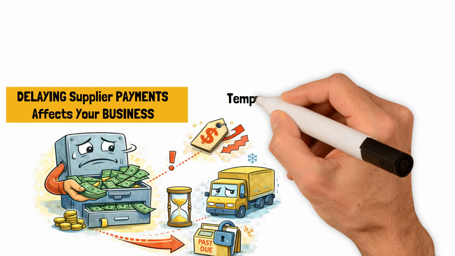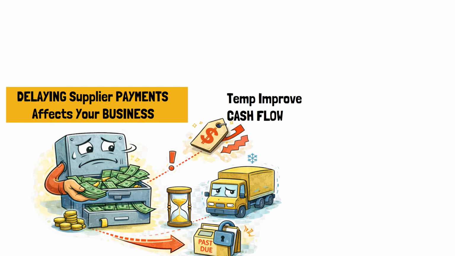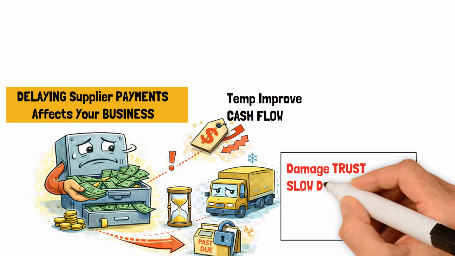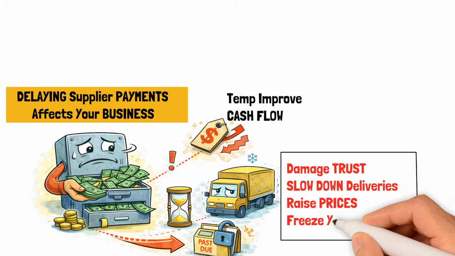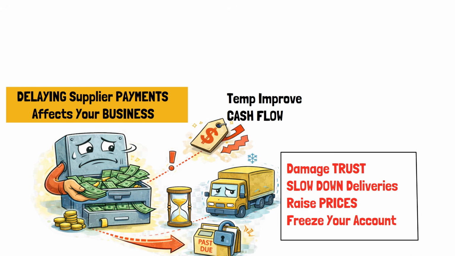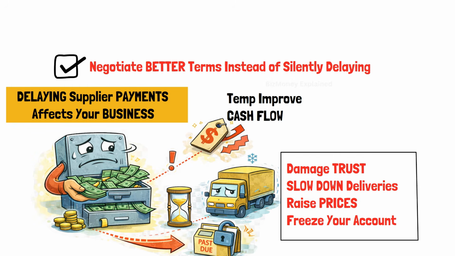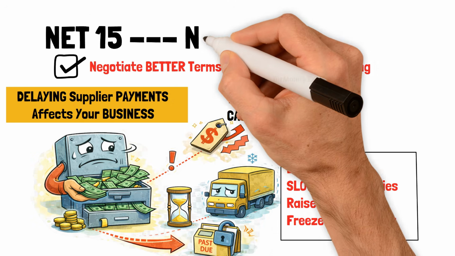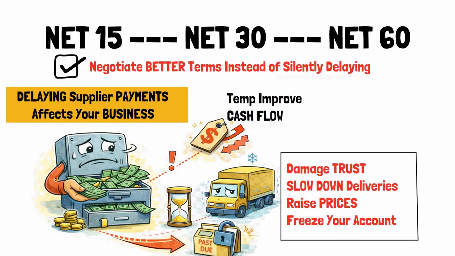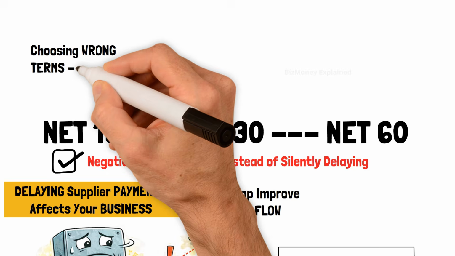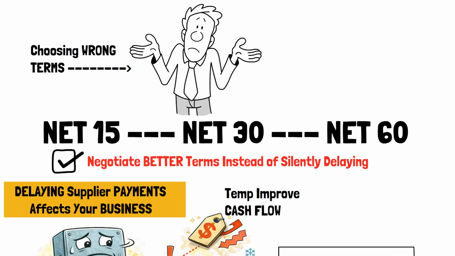Stretching supplier payments can temporarily improve cash flow, but it can damage trust, slow down deliveries, raise prices, or freeze your account with that vendor, so it must be handled carefully and with communication. A healthier approach is to negotiate better terms instead of silently delaying. Invoice terms like net 15, net 30, or net 60 define how long customers have to pay, and choosing the wrong terms can make your business constantly chase cash.